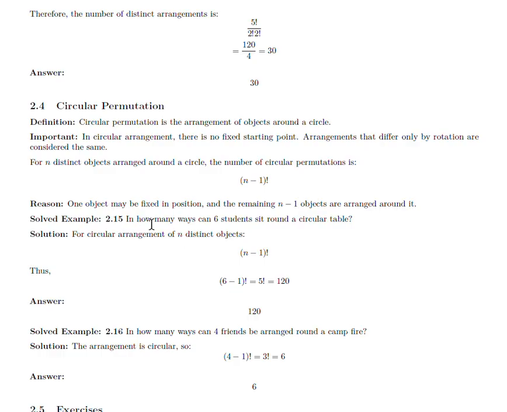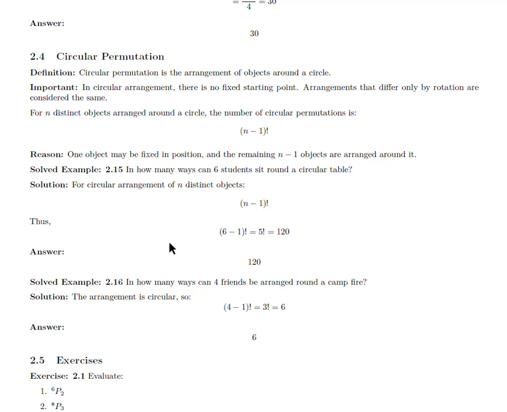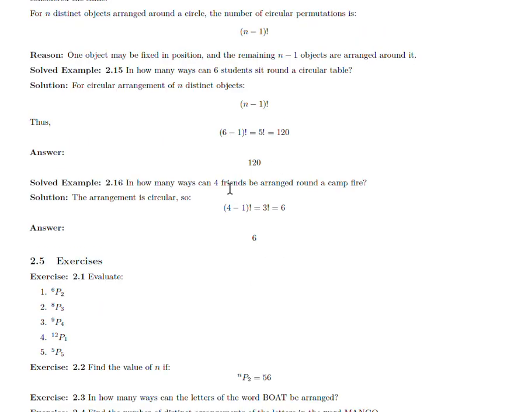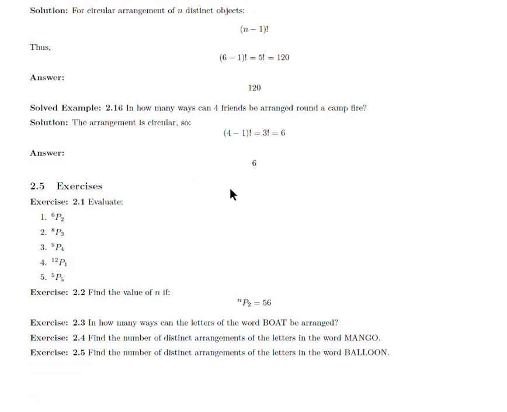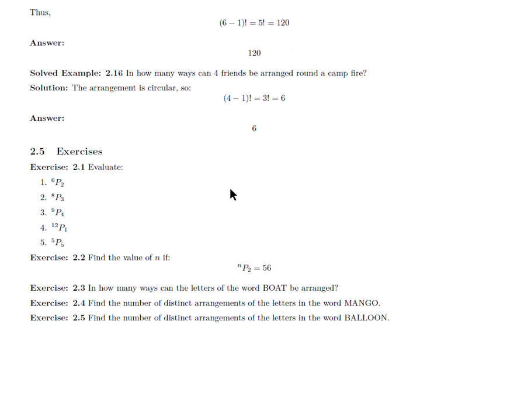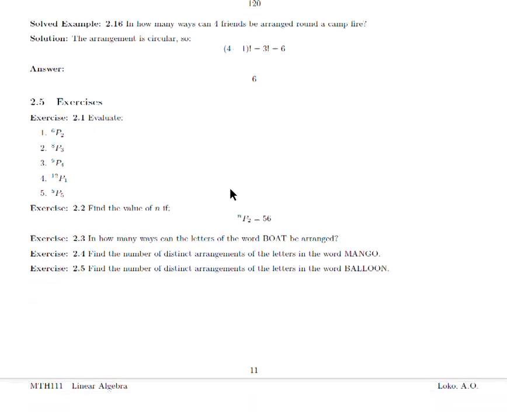And so we have an example: in how many ways can 6 students sit around a circular table? For circular arrangements of n distinct objects, we have the formula n minus 1 factorial, so it's simply 6 minus 1 factorial, which is 5 factorial, which is 120. Next example is similar, and we have the following exercises.